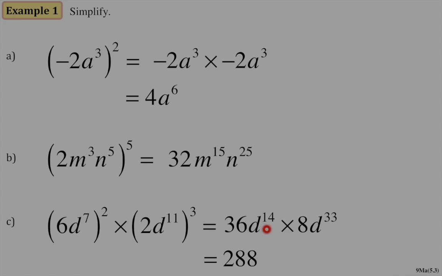And d to the power of 14 times d to the power of 33, you plus the two powers, and that will give you d to the power of 47. So there's our solution for part C.